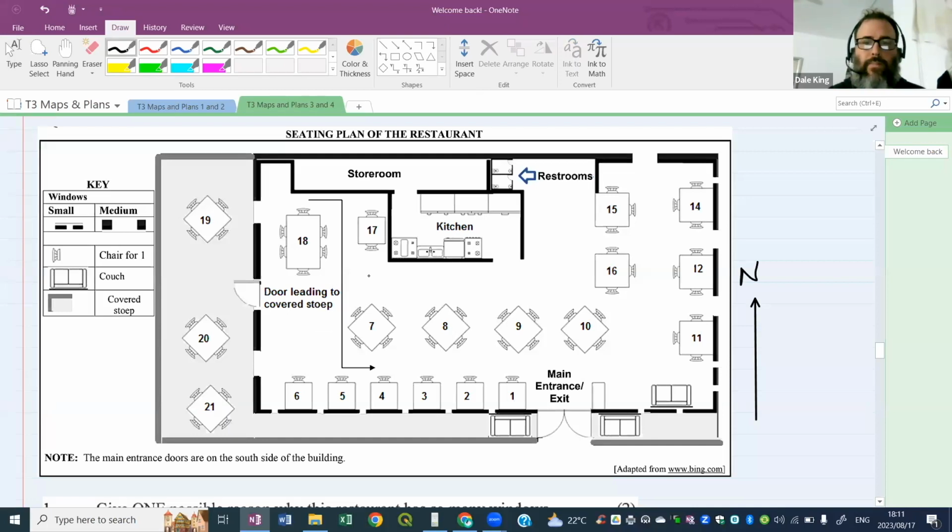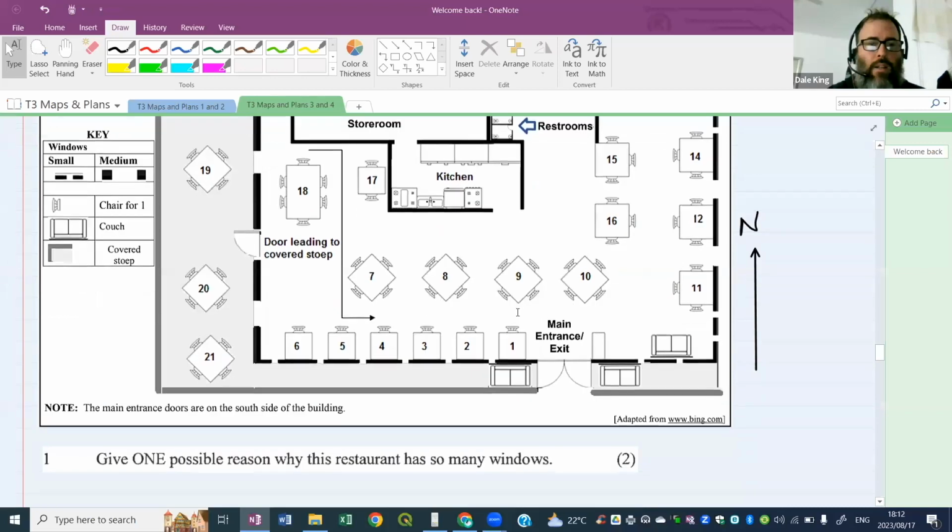So that's interrogating the diagram for a second, and I know you guys don't often do that. The main entrance shows south. So these doors here are on the south side of the building, which is down, and north is up, which is normal for most maps. All right, let's check out the questions. Let's see what they're going to ask us.